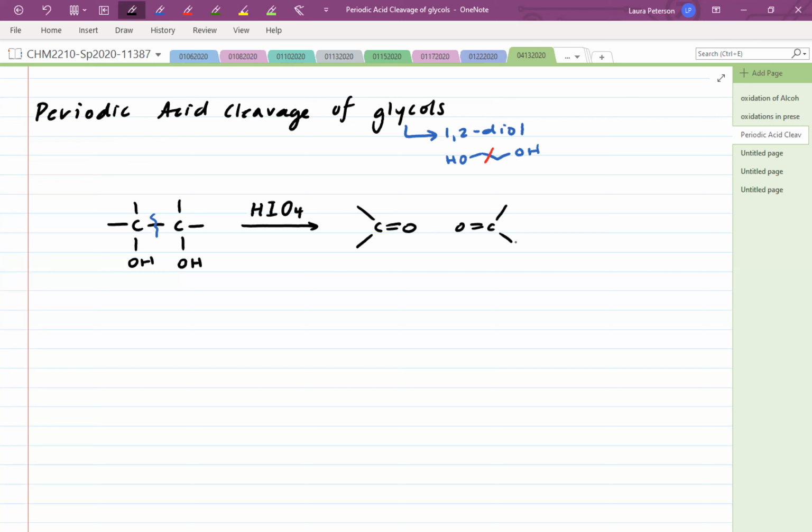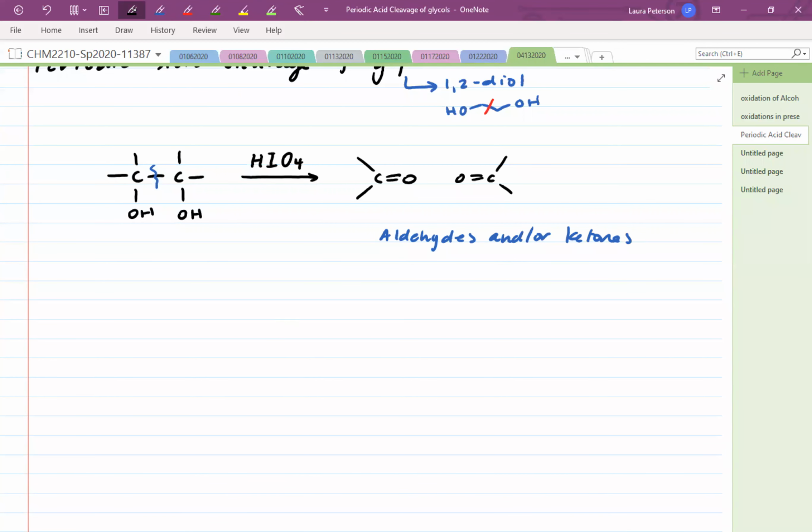Okay, so we could end up with a mixture of aldehydes and or ketones in our products, depending on what these R groups are. So if they're hydrogens or they're carbons, we'll either get aldehydes or ketones, or a mixture of aldehydes and ketones, just like for ozonolysis. Okay, so aldehydes and or ketones. Okay, so let's go ahead and look at an example or two of this.